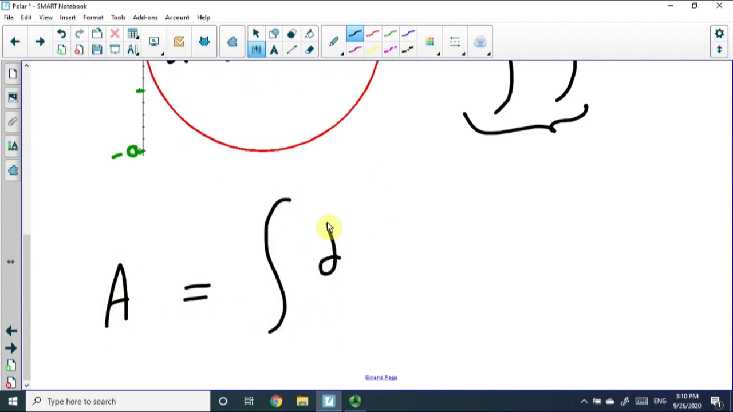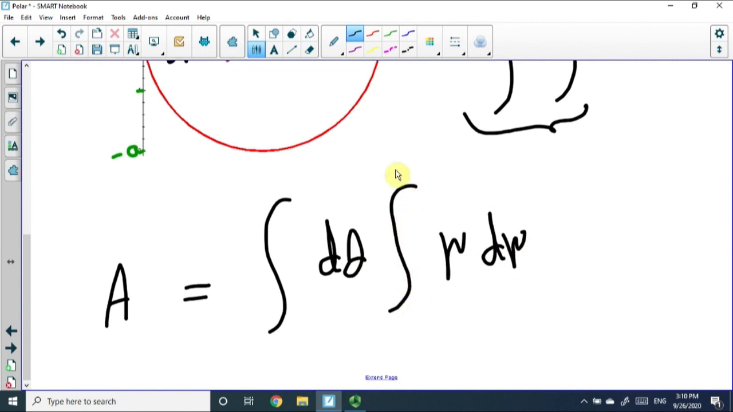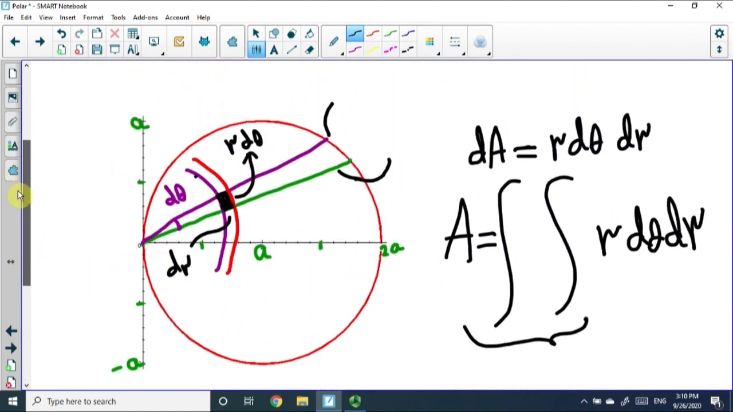So I'm not going to start with d theta. I'm going to leave it alone. And I'm going to do the integration over r. So I got r dr now. And I just have to find the limits for r. And then once I do this, I'm going to go and find the limits for theta. Now, how do I find the limits for r? Well, it's not difficult too.